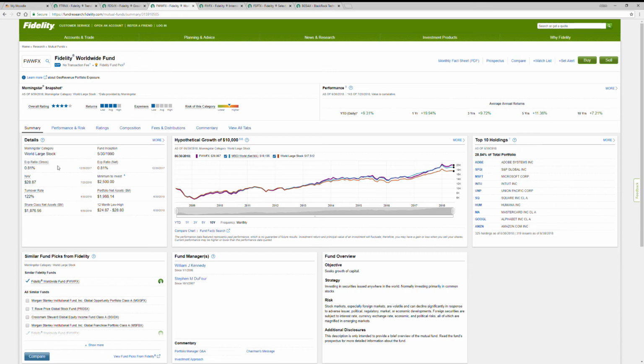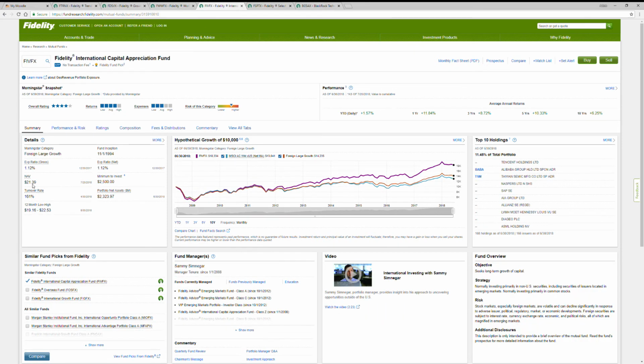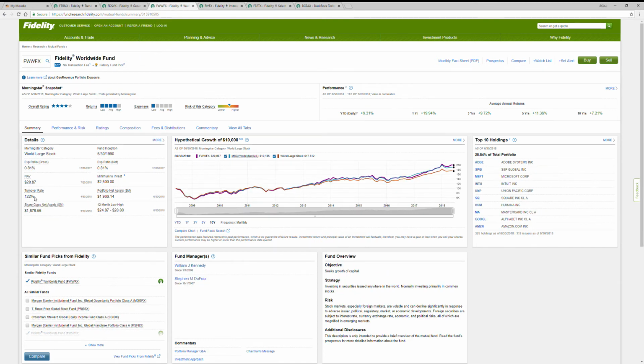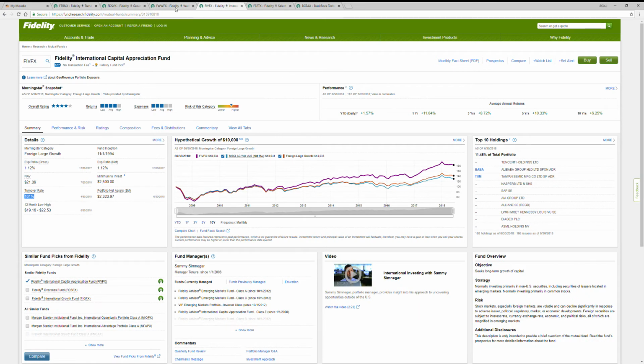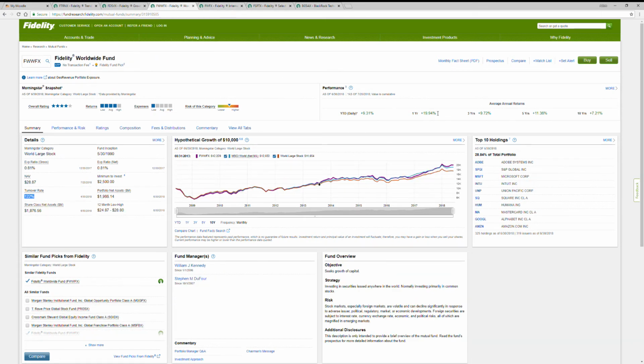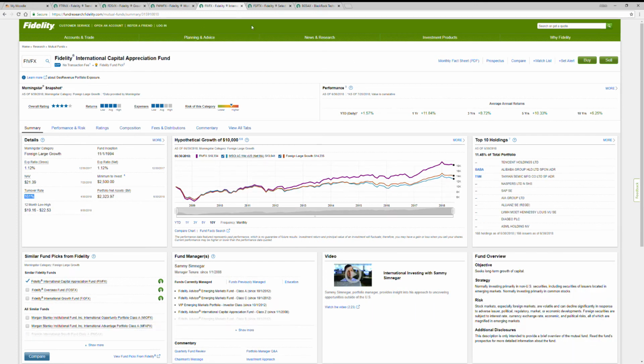And first of all, we're going to have a lower expense ratio than the International Capital. We are also going to wind up paying more for this fund with this turnover rate, which is not too much higher, but I mean it is higher. Different returns.